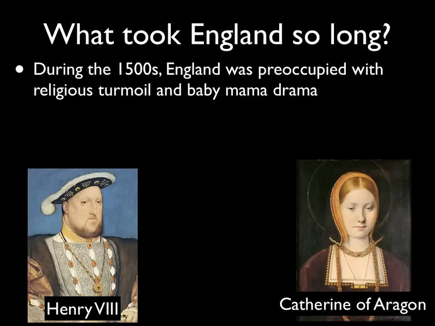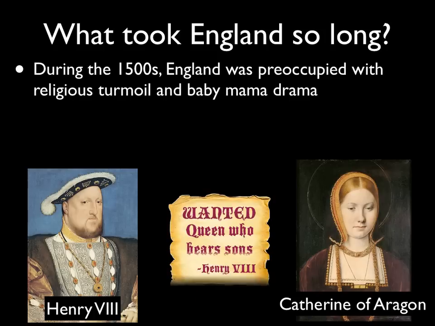Now, all of that changed when Catherine was unable to bear any healthy male children. But it's not like she didn't try. Catherine was pregnant, I think, 6 times. However, 5 of Catherine's children died at birth or maybe within the first month of their life. And the only child that survived was a girl named Mary. And a girl wasn't good enough for Henry. What he wanted was a queen who would bear him sons.